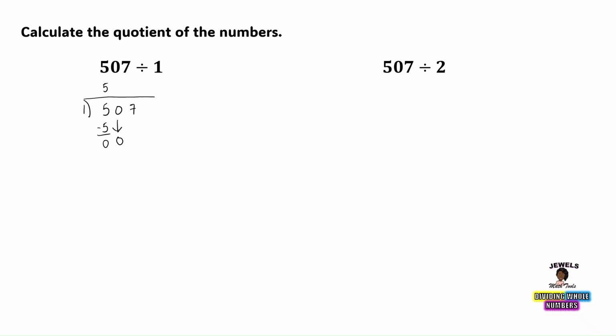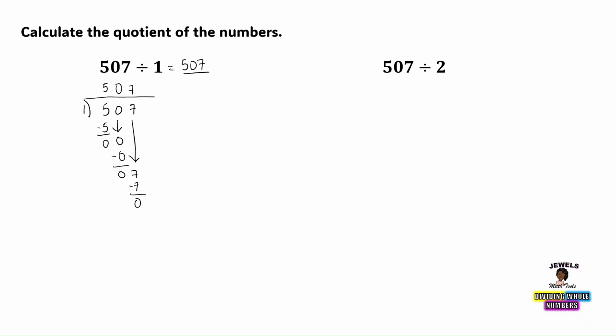So 1 will divide into 0, 0 times. 0 times 1 is 0, and 0 minus 0 will give us the difference of 0. We're now going to bring down our 7. 7 will divide into 7, 7 times. 7 times 1 is 7, and 7 minus 7 gives us the difference of 0. So our quotient when 507 is divided by 1 is equal to 507.